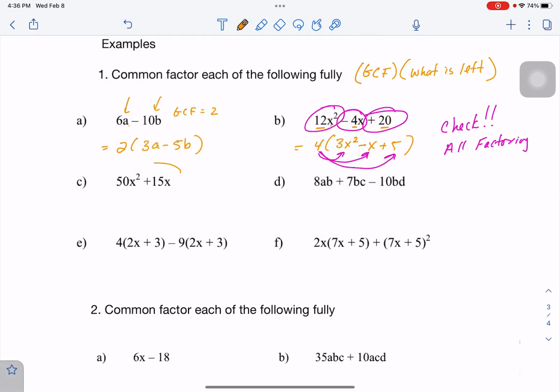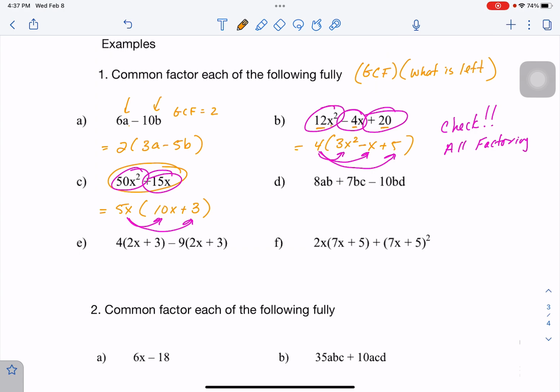So I'm looking at this question. My GCF, it looks like I can take a 5 out of 15 and a 5 out of 50. So there's my 5 on the outside. But I can also take an x out of both of them. So I'm going to take a 5x out. It's going to leave me with 10x plus 3. Let's see if that makes sense. So we're going to check it in my head. 5x times 10x is 50x squared. 5x times 3 is 15x. Life is grand. Let's keep going.